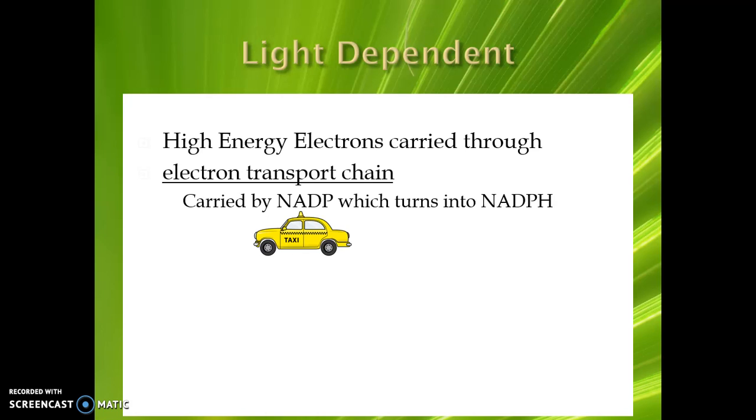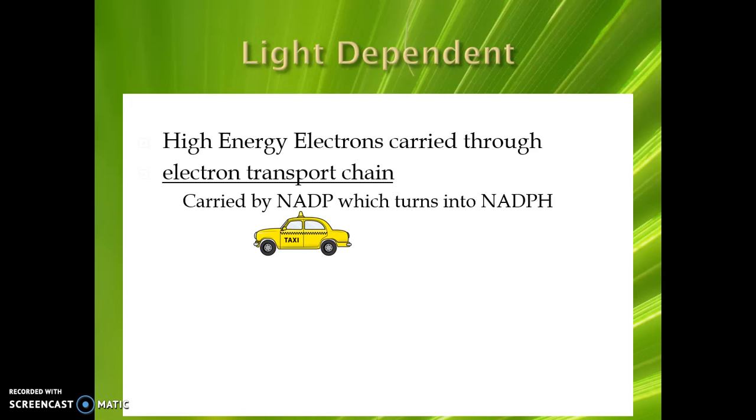So what it's going to do is it's going to put it into a taxicab called NADP. NADP is just a chemical that acts as a taxi cab, okay? And what it's going to do is it's going to carry this high-speed electron through what's called the electron transport chain, okay? The electron transport chain. And what that's going to do is it's just going to keep that hydrogen moving to where we need it to go. It's going to keep it single and alone and keep it high speed.